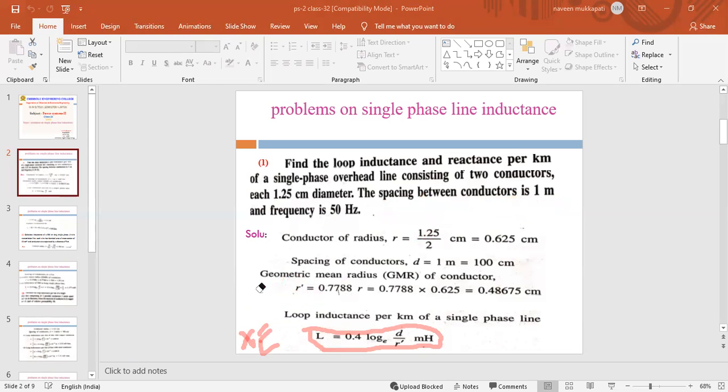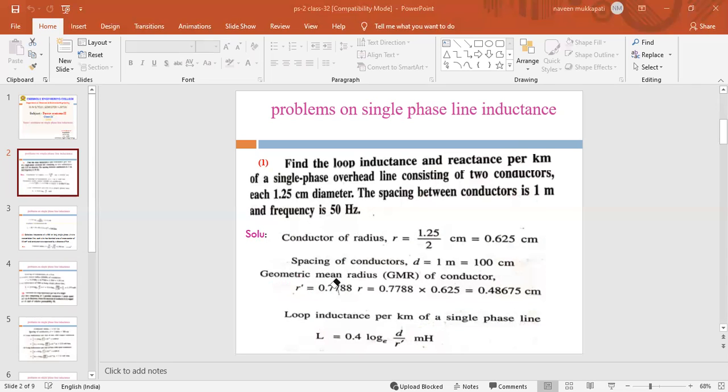First, write down the given data. Which parameters are there? The first one is the diameter, capital D. Next, the spacing between the conductors, that means the distance small d, which is equal to 1 meter, and also F equal to 50 Hz. After that we find out the inductance and XL values.